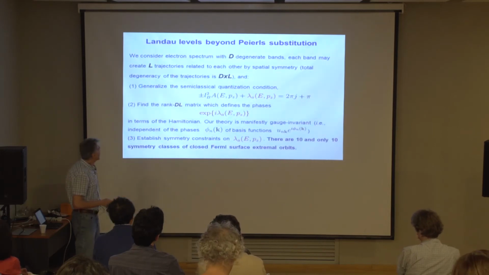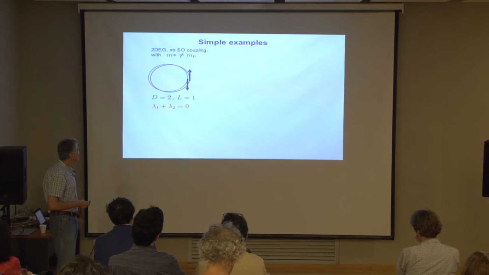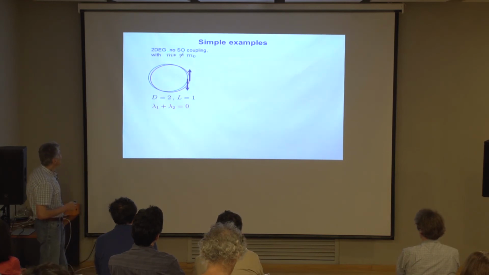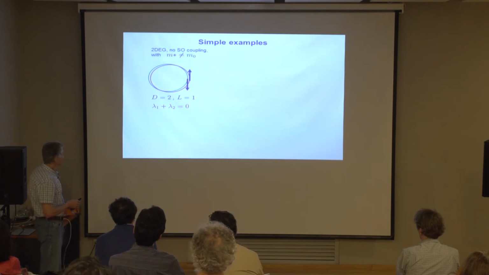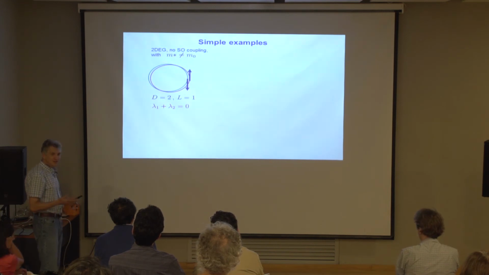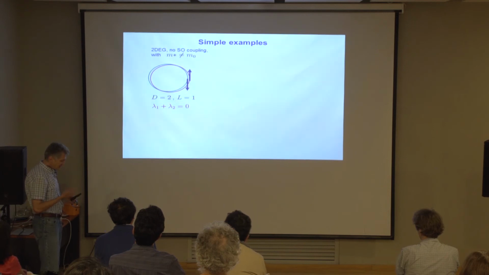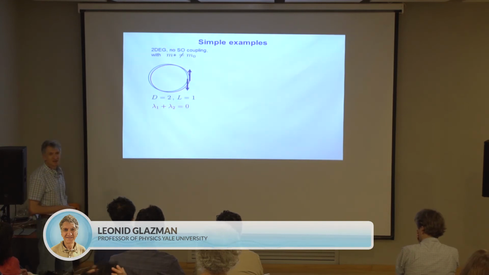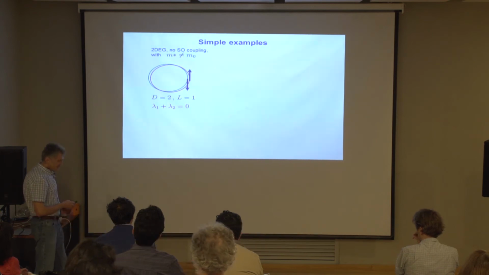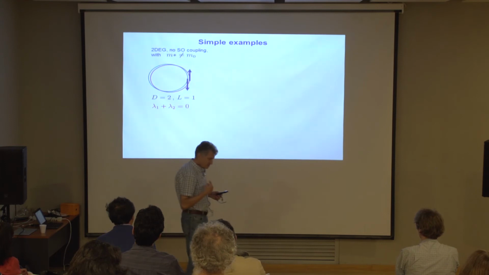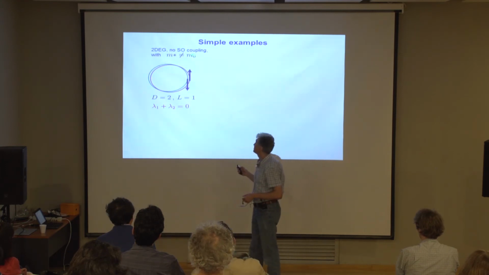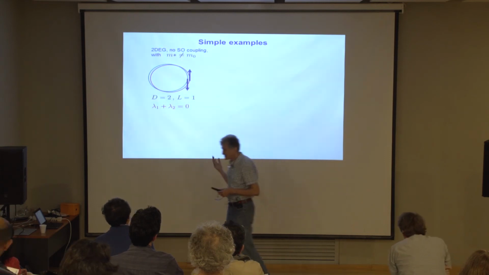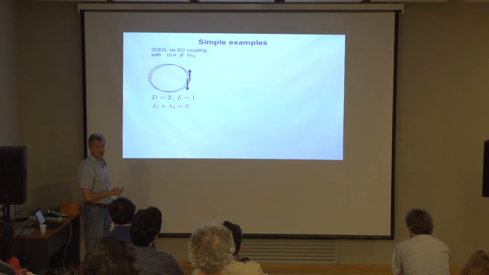Just for the terminology's sake, there is this D and L, and I'll give an example of what D is and what L is. If you have a 2DEG without spin-orbit coupling, a trivial case, in our language D equals 2, because there are two bands, one for spin up, another for spin down. And in each band, there is one orbit, so L equals 1. In this case, there is a pretty trivial consideration for any experimentalist: we cannot tell what the Onsager phase shifts are for each direction of the spin, because the effective mass may be different from the free mass, and this enters into the g factor, and this enters into the Landau quantization condition. So these lambdas individually are something, but the sum of lambdas is zero. That's a trivial example of a symmetry constraint because of time reversal.